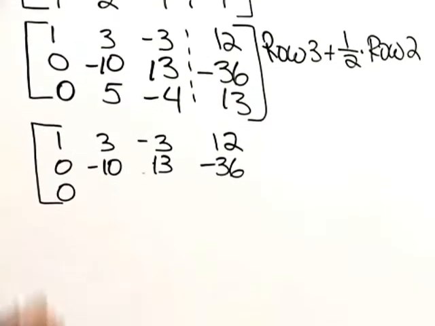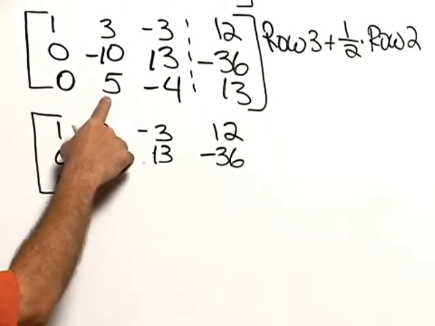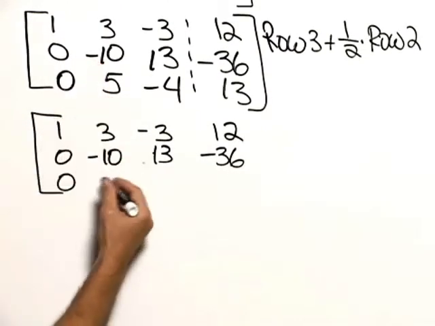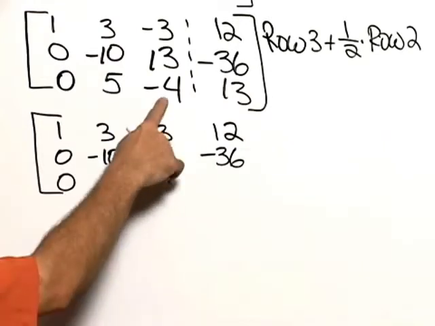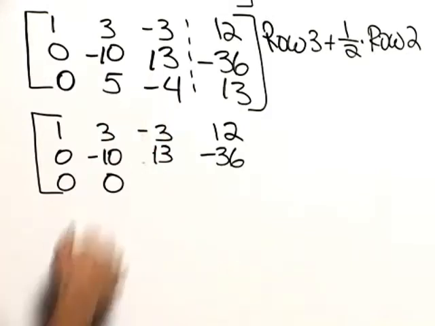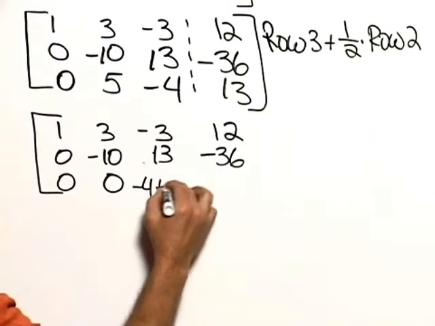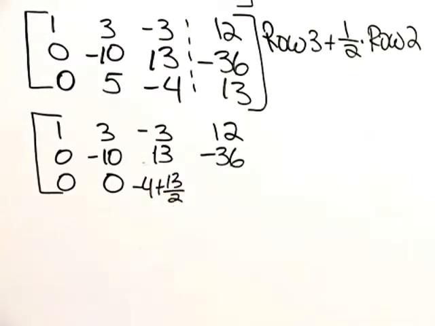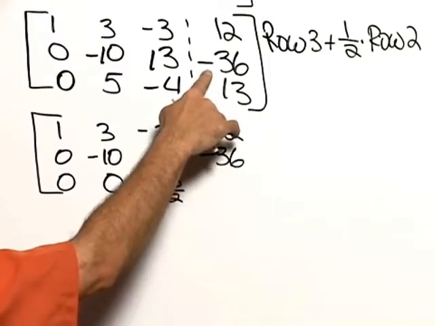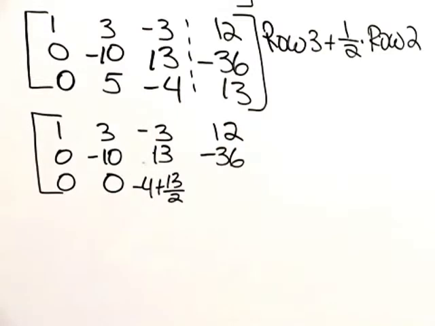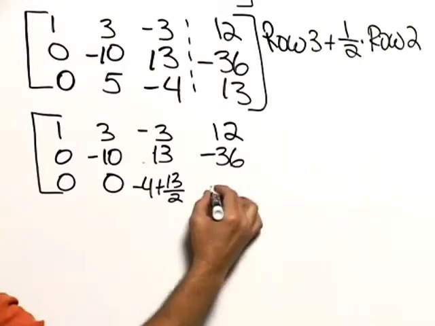Row 3 plus half of row 2. So that's 0 plus half of 0 is 0. 5 plus half of negative 10 is 5 plus negative 5, 0. Negative 4 plus half of 13. So it's negative 4 plus 13 halves, and let's deal with that in a moment. And then it's 13 plus half of negative 36. Well, half of negative 36 is negative 18. 13 plus negative 18 is negative 5.